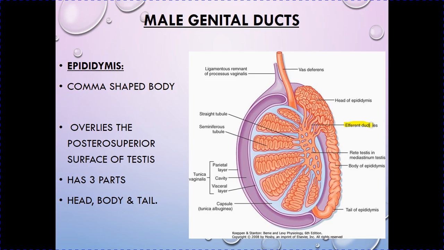The efferent ductules open into the head of epididymis. Now the epididymis is a comma-shaped body that overlies the posterior superior surface of the testes. It has three parts: a head, a body, and a tail. This is the head, this is the body, and this is the tail of the epididymis.